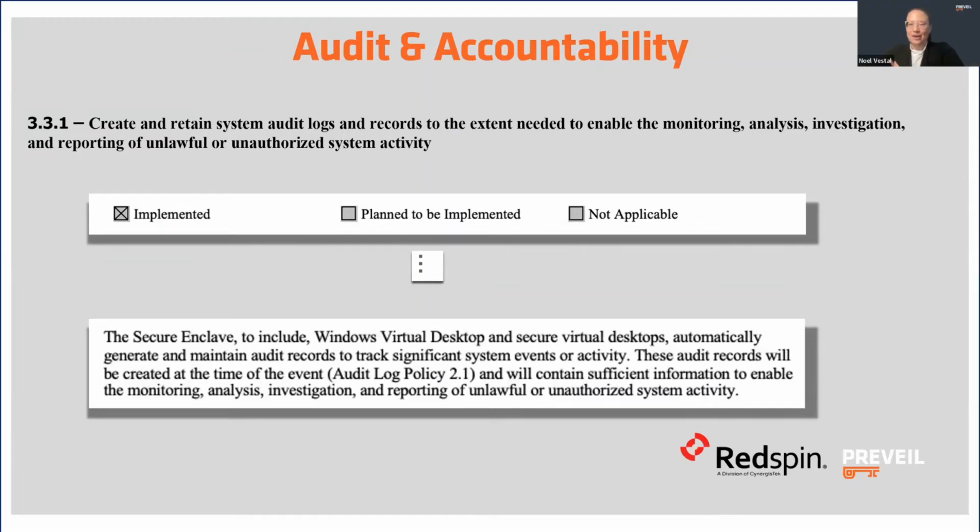So again, it's the same kind of thing we've been talking about. You want to make sure that whatever you say here is what you're actually doing and be able to actually prove that. In this case, it's a Windows virtual desktop, and it's automatically generating and maintaining audit records to track significant system events or activities. So that would be one of those key lines. Okay, well, you're telling me that you maintain these records, you track significant events and activity. I want to see where that happens. I want to see how you do that.